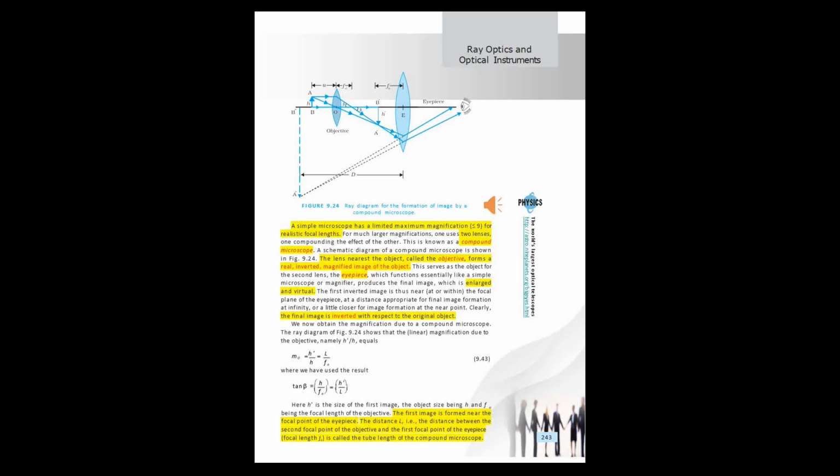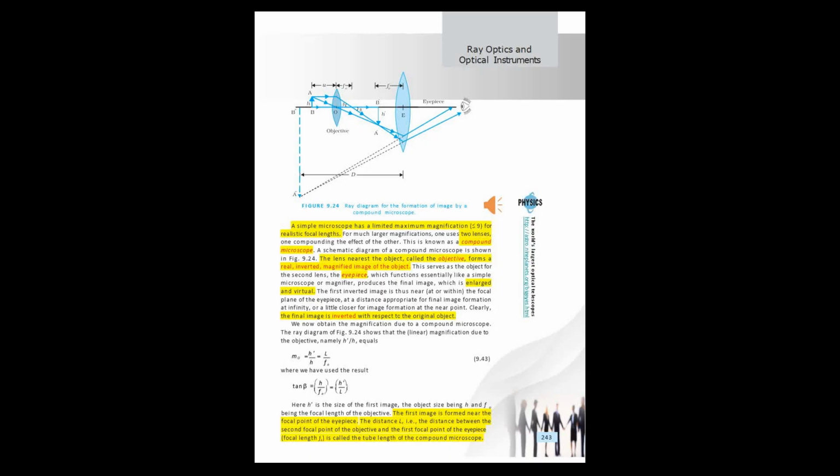We now obtain the magnification due to a compound microscope. The ray diagram of figure 9.24 shows that the linear magnification due to the objective, namely h' by h, equals m naught, which is given by equation 9.43, where we have used the result as given below. Here h' is the size of the first image, the object size being h, and f naught being the focal length of the objective.